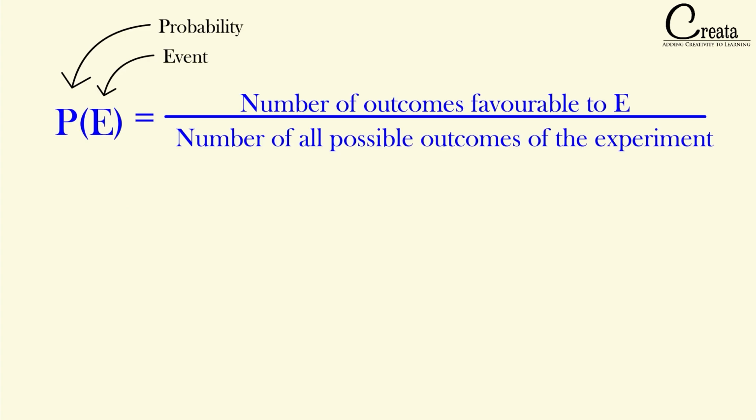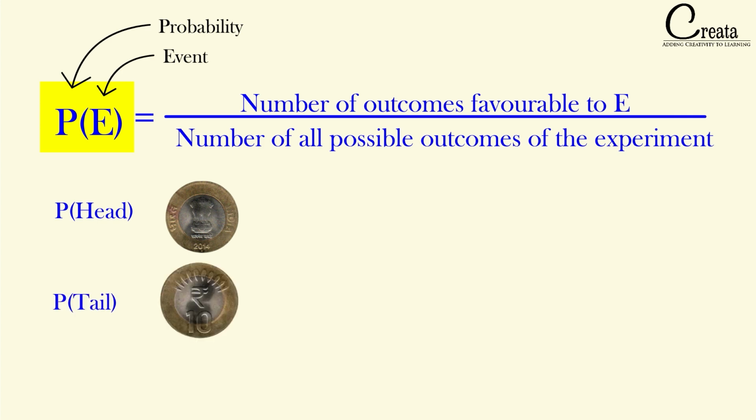So this is the formula of probability. Here P(E) is the probability of the event. P denotes the probability and E denotes the event. An event can be getting the head in tossing the coin, or getting the tail in tossing the coin, or getting number 2 in rolling the die. So these all are events.